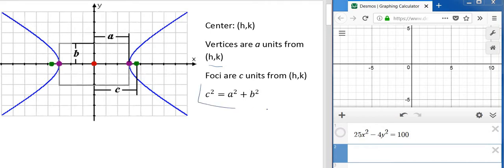And now we have this key relationship: c squared equals a squared plus b squared. So in this case, for hyperbolas, c is the largest value. If I actually drew a triangle here, let me just sketch that triangle. c would be the hypotenuse. This would be a, that would be b. So that matches the Pythagorean theorem exactly.